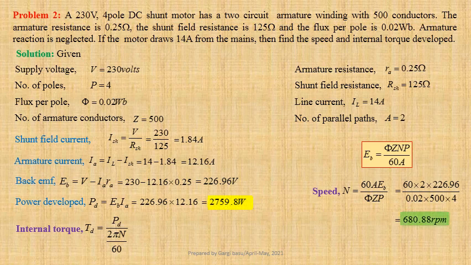Using values, we get 2759.8 divided by 2 pi into 680.88 by 60. That gives us 38.706 Newton meter.